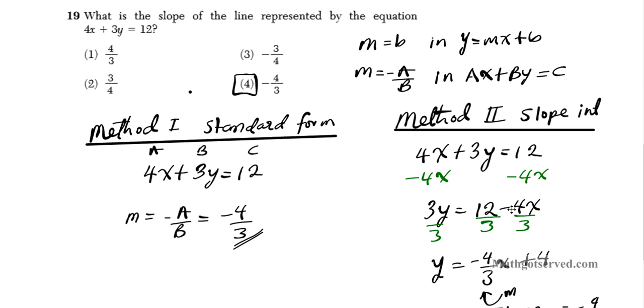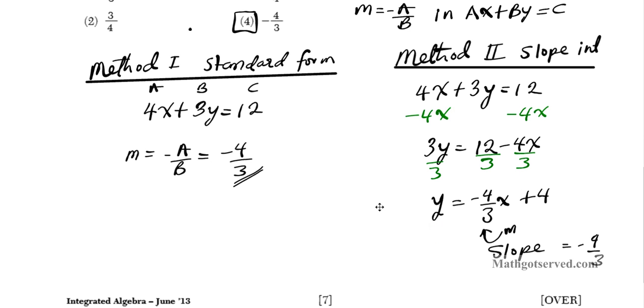All right, in question 19, you're asked to find the slope of the line represented by this equation. There are two ways you can do it. If you want to use the standard formula, it's negative A over B. So A is 4, B is 3, so negative A over B, which is the slope, is -4/3. Or method 2, you can convert this into slope-intercept form. Subtract 4x from both sides and divide by 3. You have y equals -4 over 3 x plus 4. And then the coefficient of x is your slope, so the coefficient here is -4 over 3.